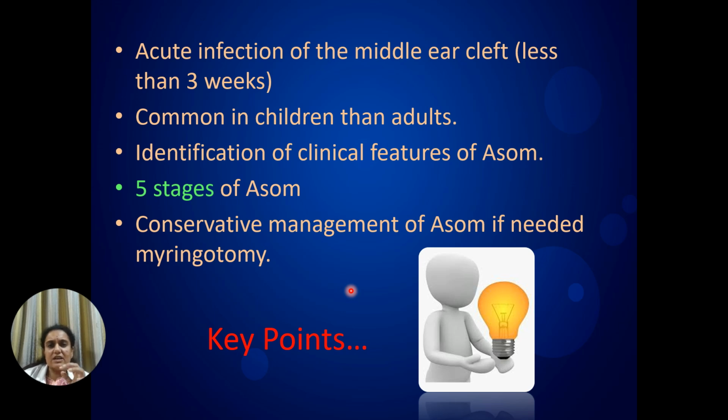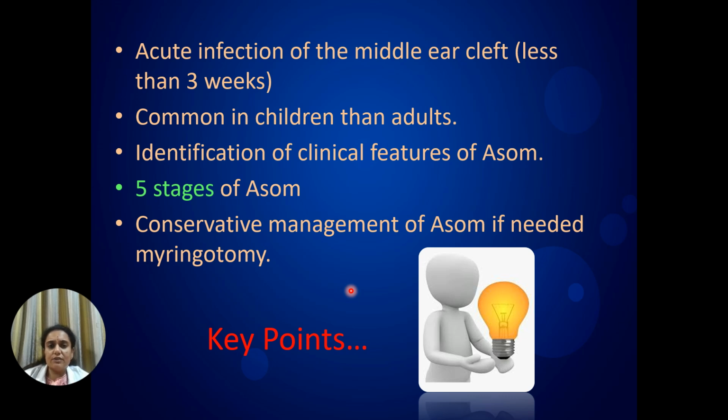It is the repeated attacks of ASOM that will make the patient land up in CSOM. So what happens in CSOM? There is a perforation which does not heal by itself. And ASOM, compared to CSOM, is more common in children than adults, and the commonest organism is Streptococcus pneumoniae. But nowadays we can see a rapid decline in cases of ASOM, because of the introduction of pneumococcal conjugate vaccines.